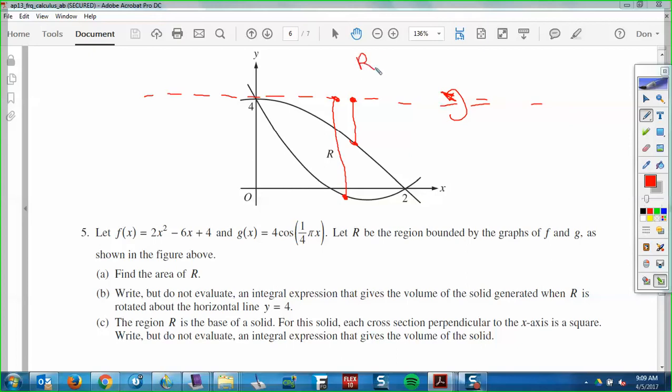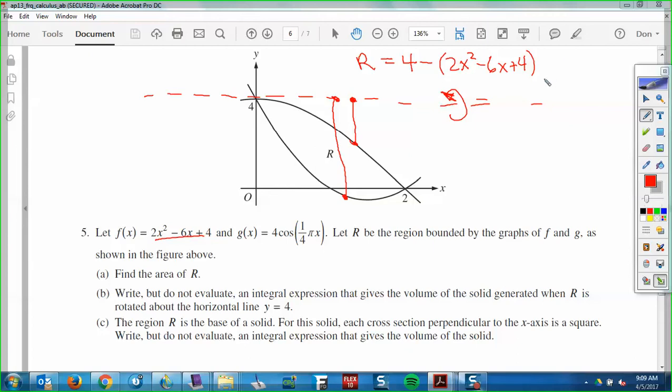So what is big R? 4 minus 2x squared minus 6x squared. That bottom one is, and you do have to be able to identify those, but you should be able to. Cosine, right? Cosine is going to start up and go down. A parabola like that. And then that'd be in parentheses, right?